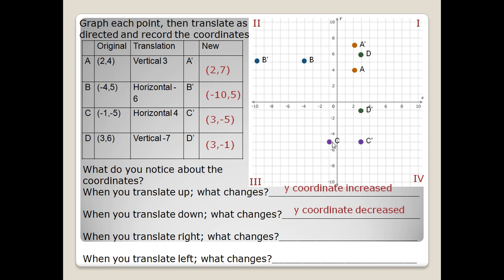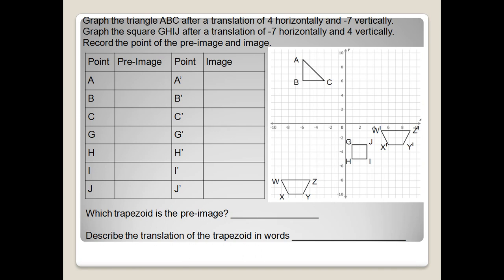Now when you translate right, like we did with our c point, our x coordinate increased. As you can see, you went from x equals negative 1 all the way to positive 3, sorry, so we went to the right. Now when you translate left, what changes? And that's like our b point, where we went left, and our coordinate decreased because it was negative. All right.